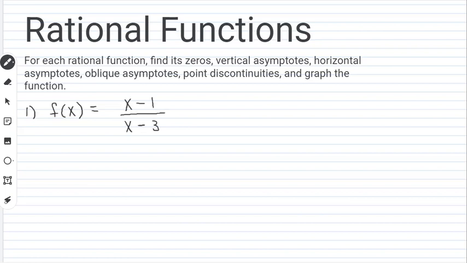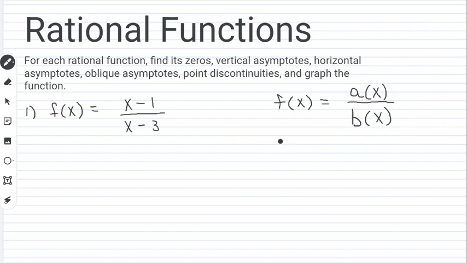So what is a rational function? Well, a rational function is just a function where you have a polynomial on top. Let's just call it a of x. That'll be the numerator or the top of the fraction. And then on the bottom of the fraction, you have another polynomial. Let's say b of x.